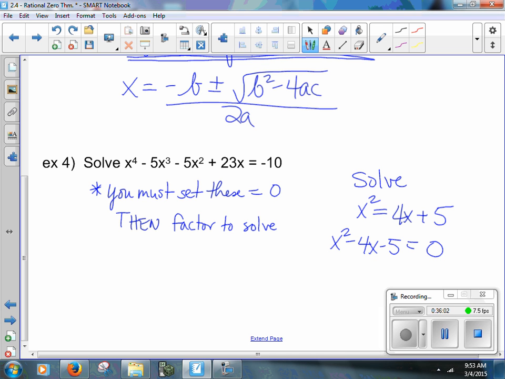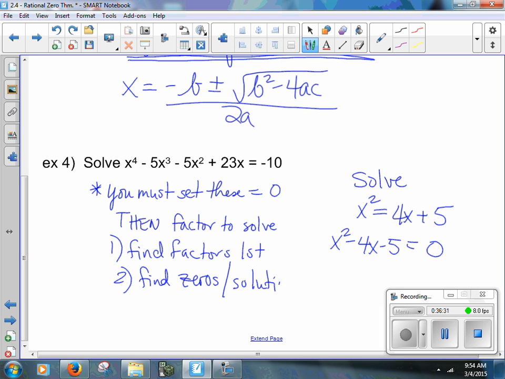What do I have to have first? I have to get the factors of the polynomial in order to get the what? The zeros, which are the solutions. Those are our x values, our x-intercepts. You must set these equal to 0, then factor to solve, so that we find the factors first, and then we find the zeros, which are our solutions, our answers. Okay? But if it's not equal to 0, you can't solve it. You will not have the right answer, guaranteed.